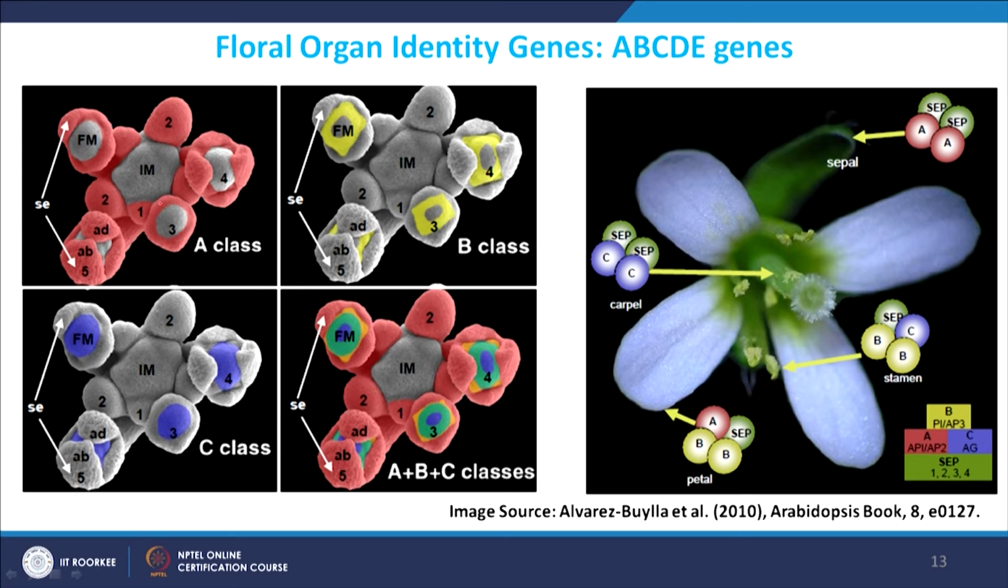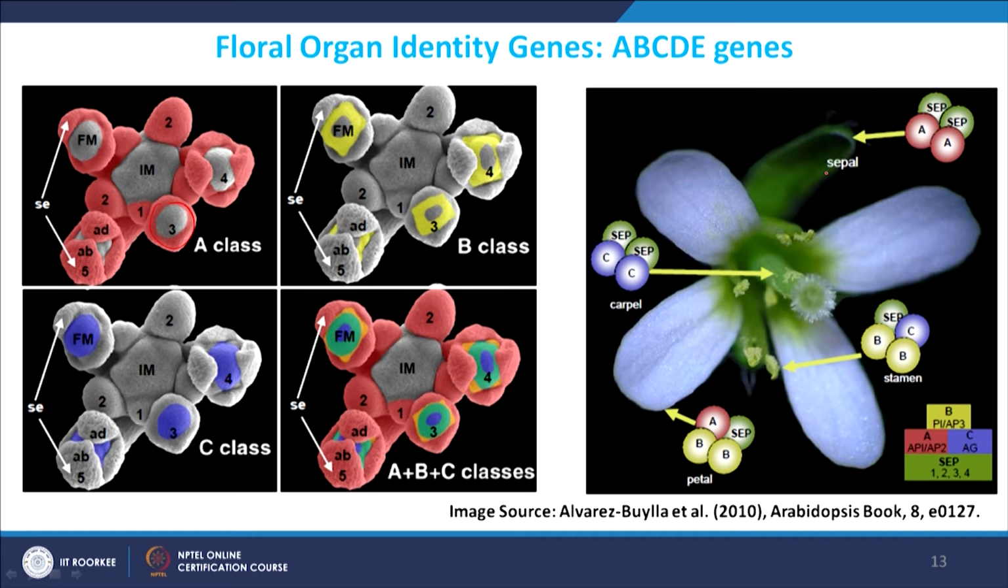The A class gene is in the sepal, the B class genes are in the petals and stamens, and the C class genes are in the center. This is A plus B plus C class genes. So you can have this kind of specific and overlapping expression pattern, and this is very important because their interaction, their overlap, basically defines the identity.